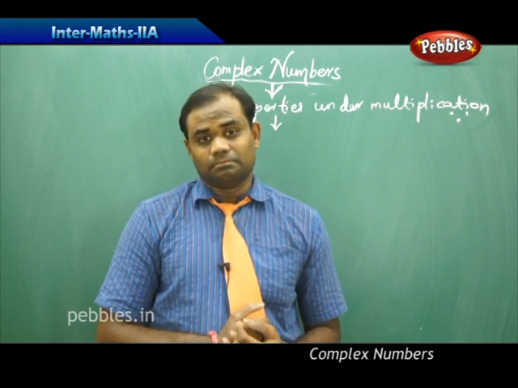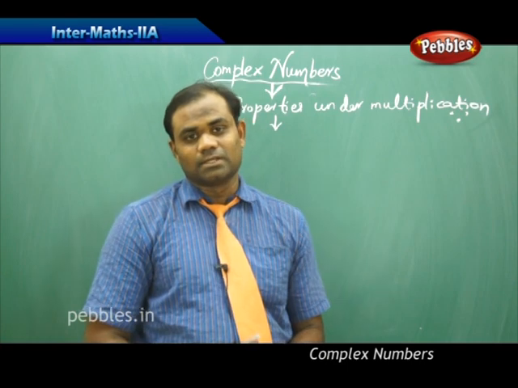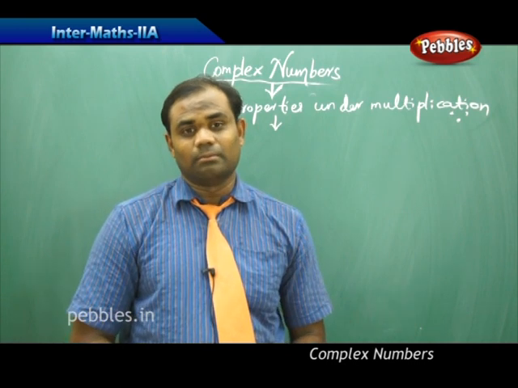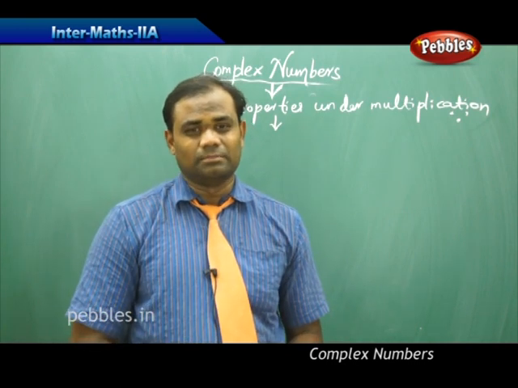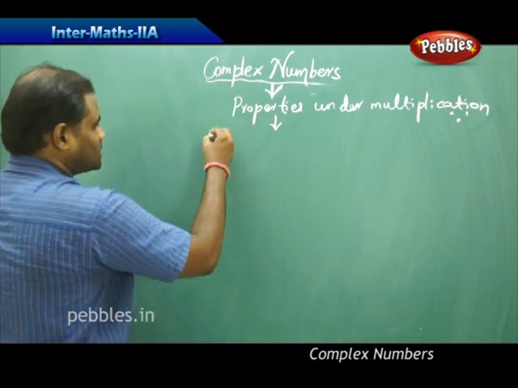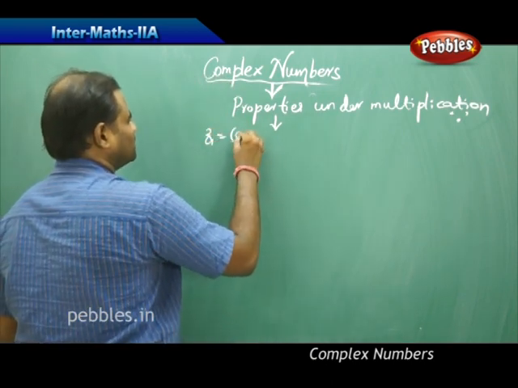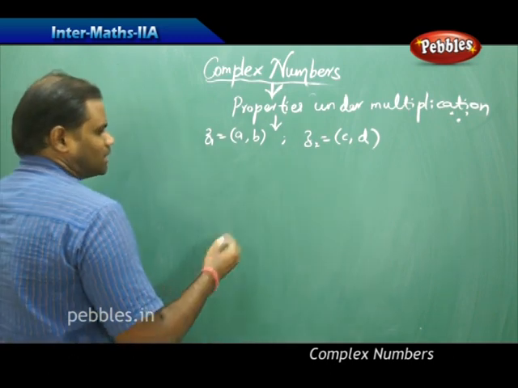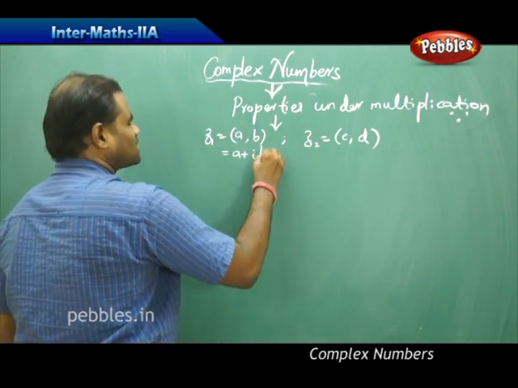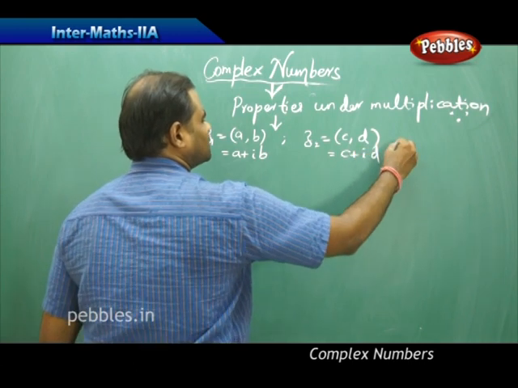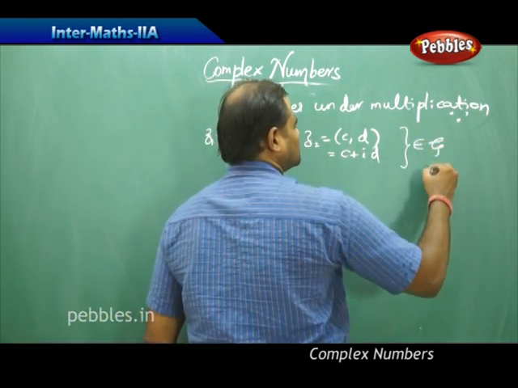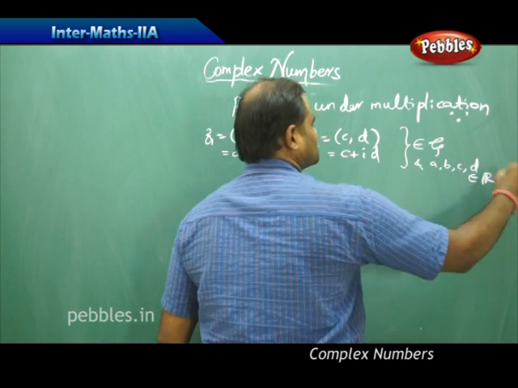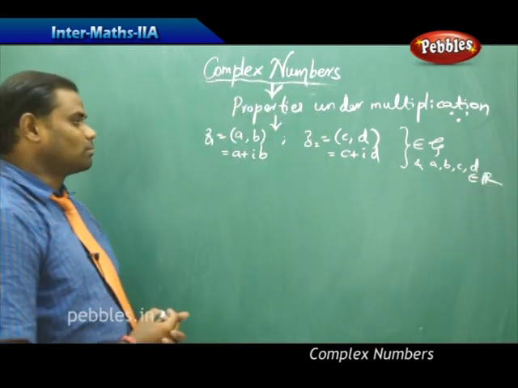Now let's see the multiplication of two complex numbers before we understand the various properties which hold for complex numbers under multiplication. How do we multiply two complex numbers is the biggest question here. Say for example, I take the first complex number (a, b) and my second complex number (c, d). Then clearly this can be written as a plus ib and this as c plus id, where each of these belongs to C and a, b, c, d belong to the real numbers, is how I understand the basic definition of complex numbers.